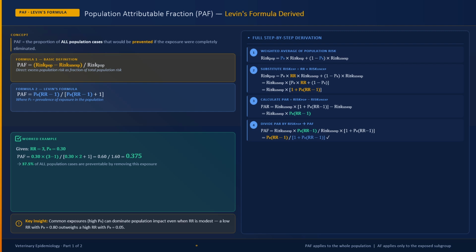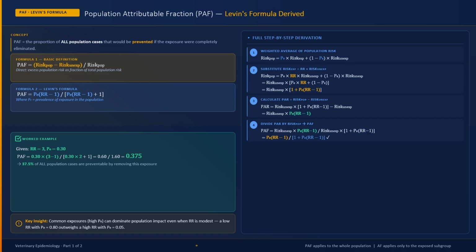Step 3. Population attributable risk, PAR, is population risk minus unexposed risk, which simplifies beautifully to risk in the unexposed times PE times risk ratio minus 1. Step 4. Divide PAR by population risk. Risk in the unexposed cancels top and bottom, and you're left with Levin's formula. PE times risk ratio minus 1 over PE times risk ratio minus 1 plus 1.